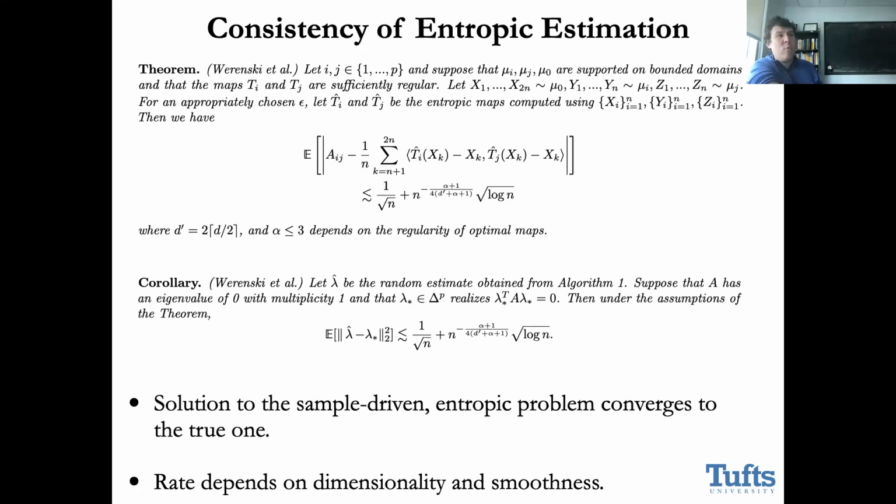We are working on some alternative ways of thinking about the problem to actually be able to get parametric rates of convergence, which would mean essentially something like 1 over square root of n or 1 over n. But that's work in progress.